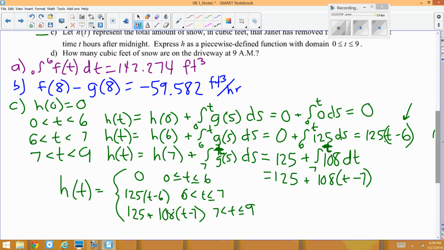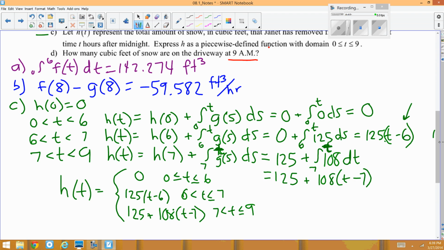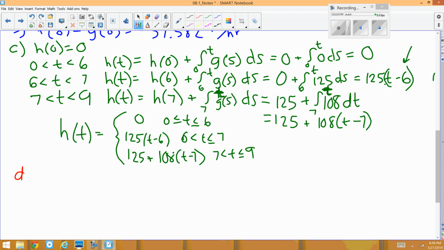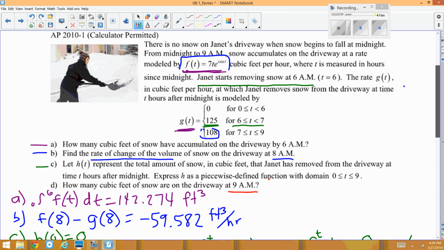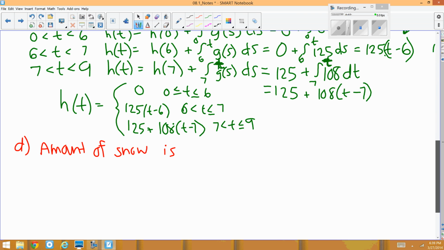Now we have one more part of this. How many cubic feet of snow are on the driveway at specifically 9 a.m.? So that's what we're talking about. Part D, the amount of snow. Let's label that. Amount of snow is, well, we can use this idea of the snow accumulating, right? We could just say the integral from 0 to 9 of f of t dt. That gives us the amount of snow that has accumulated on the driveway.